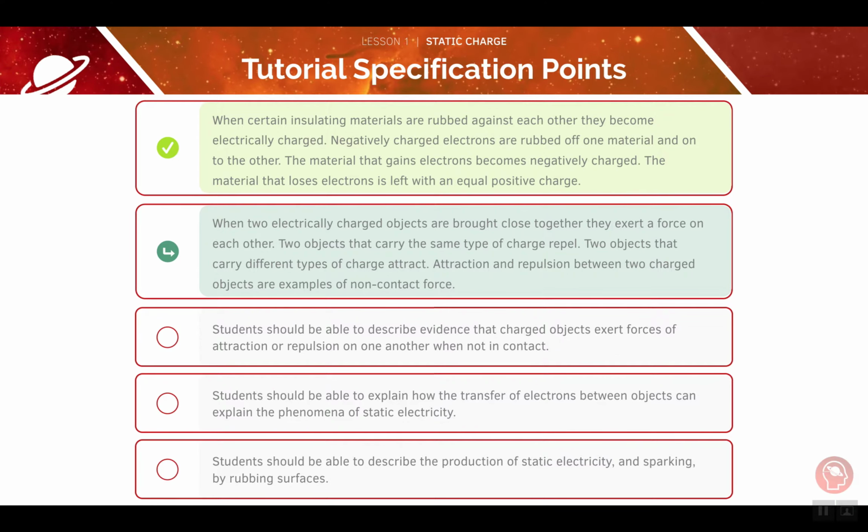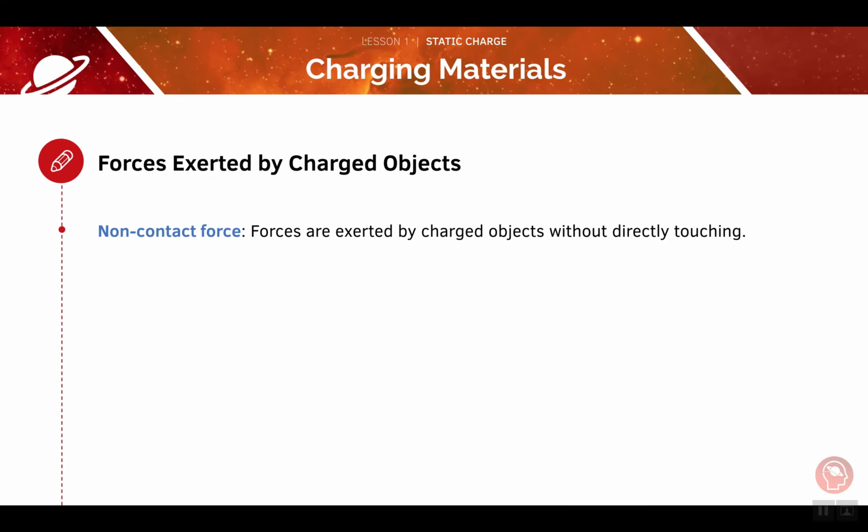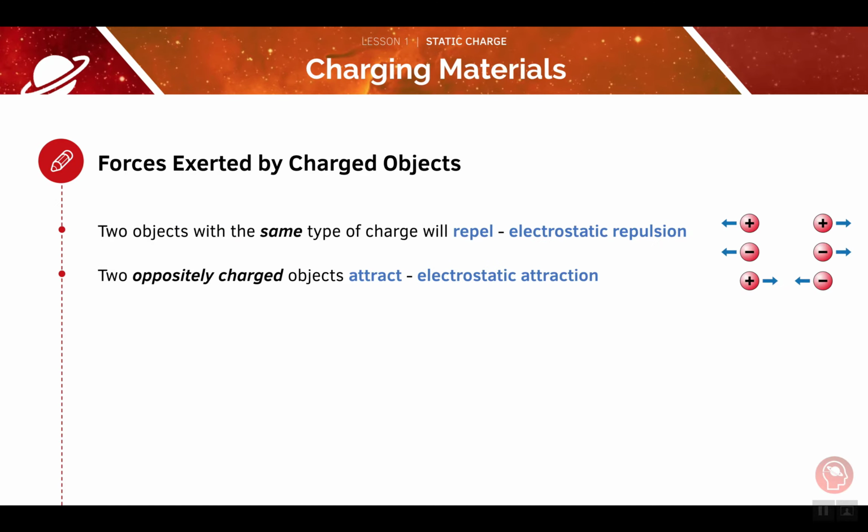Next, we will look at when electrically charged objects exert forces on each other. Two electrically charged objects can exert a force on each other without directly touching. This force is an example of a non-contact force. Two objects with the same type of charge will repel, and two oppositely charged objects will attract. The force between unlike charges is called electrostatic attraction, whereas the force between two like charges is known as electrostatic repulsion.